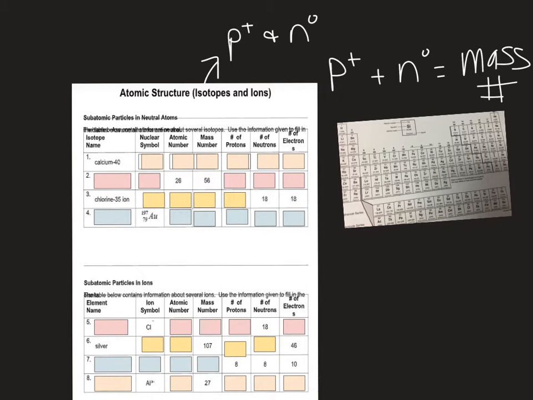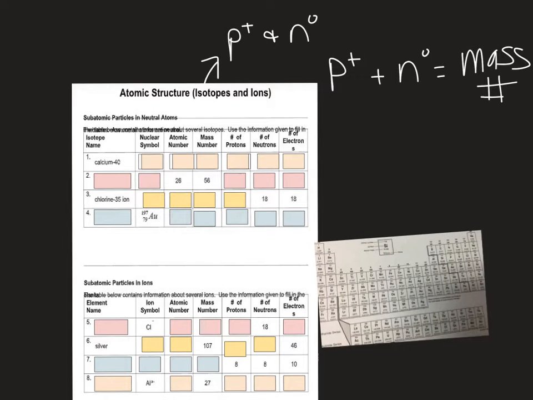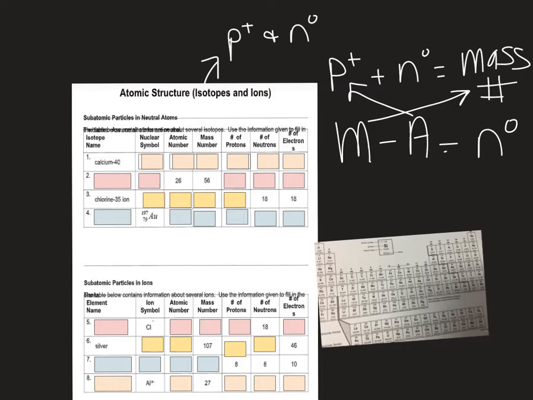Okay, so protons plus neutrons equals your mass number, and that is because they are the most massive subatomic particles, so we tend to rely on them for a lot of the average masses of these actual atoms, okay? All right, and from the notes from the other day, that would be the part where it was M minus A. So we had an M, which is your mass number, minus A, your atomic number, which is your protons, okay, equals your N neutrons.